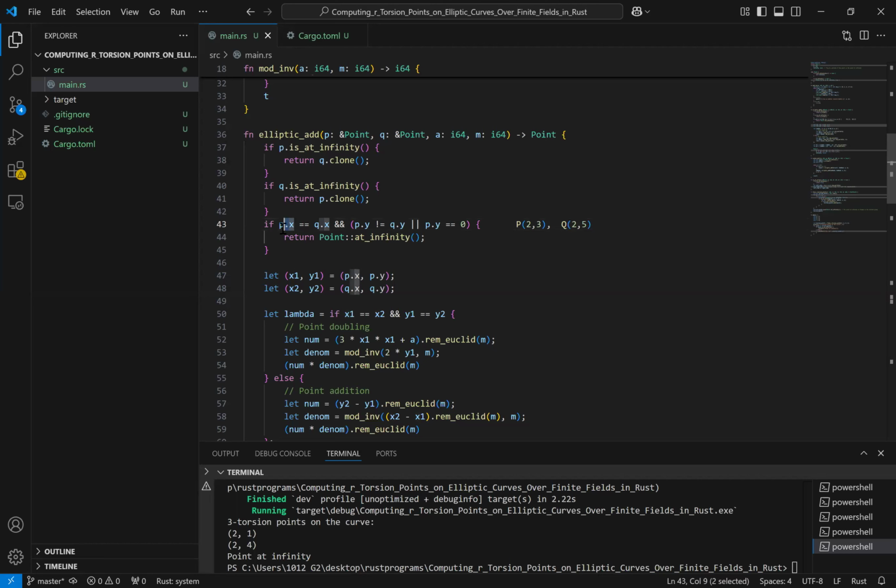If the x value of P equals the x value of Q, and that's what I've just written, you can see the x value of P equals the x value of Q. If that is the case, and if the y value of P is not equal to the y value of Q, and you can see my y value here of P is not the same as the y value of Q.